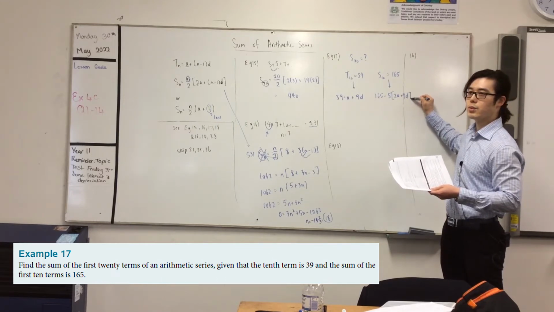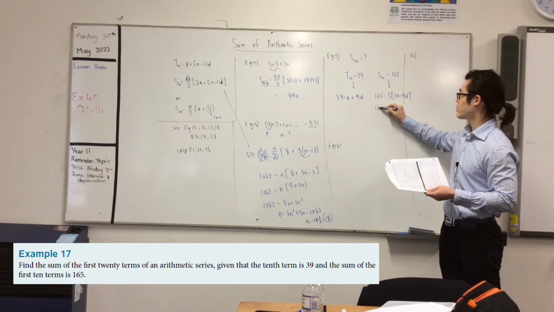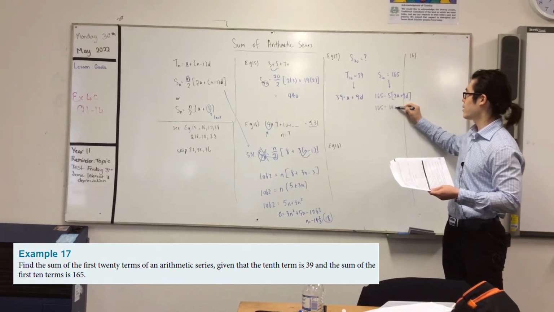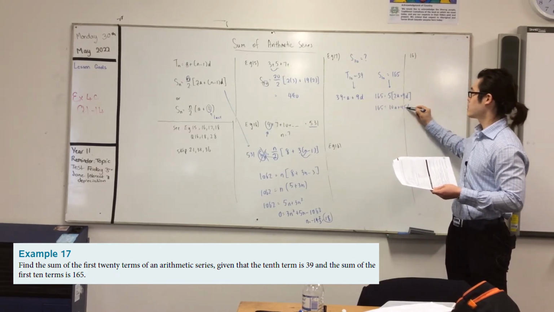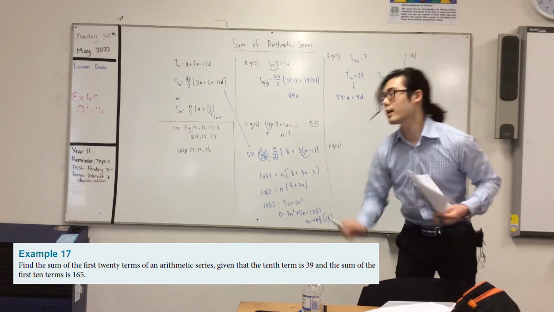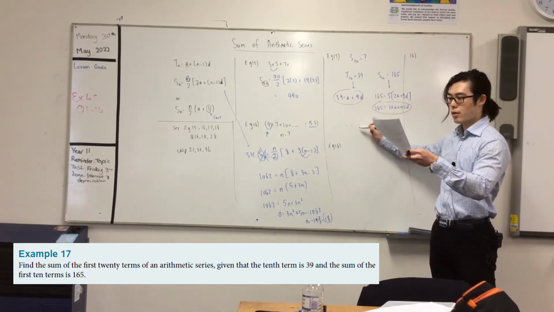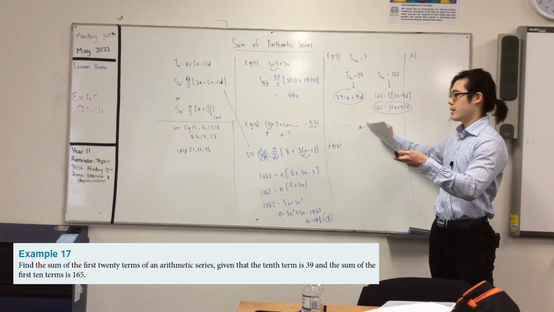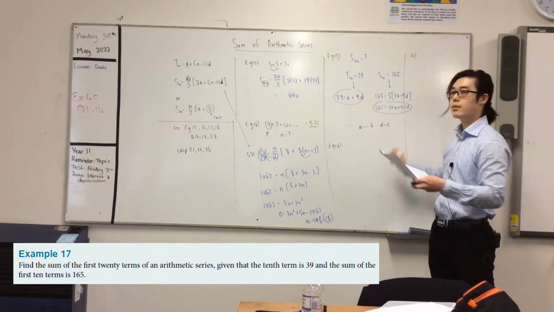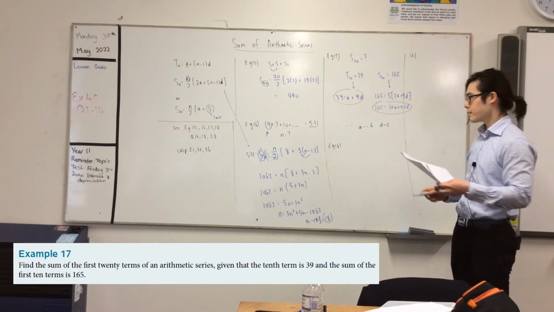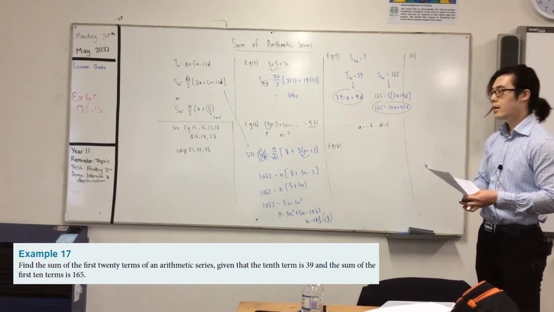9d, because 10 minus 1. Okay? So 165 is equal to 10a plus 45d. So there are your two equations that you need to solve. I'm not going to go through that working out. If you go through with that, you're going to get a equals minus 6 and d equals 5. Okay? So that's your answer.